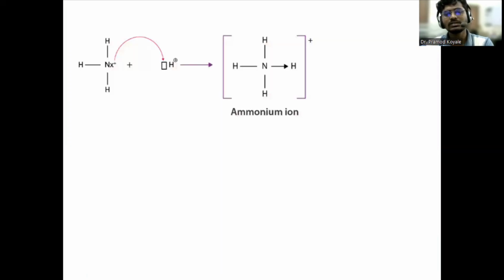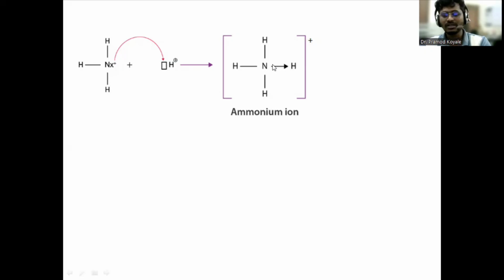Furthermore, the understanding of dative bond can be done with the help of these examples, that is formation of the ammonium ion, in which the nitrogen present in ammonia has a pair of valence electrons, and that pair is supposed to transfer from nitrogen to the empty orbital of the H plus ion. So there is formation of a dative bond between the nitrogen and the hydrogen in the ammonium ion.